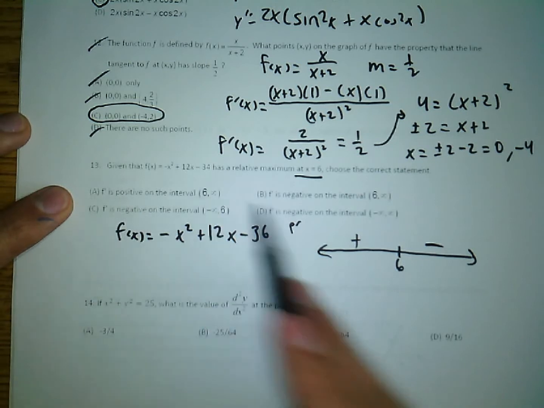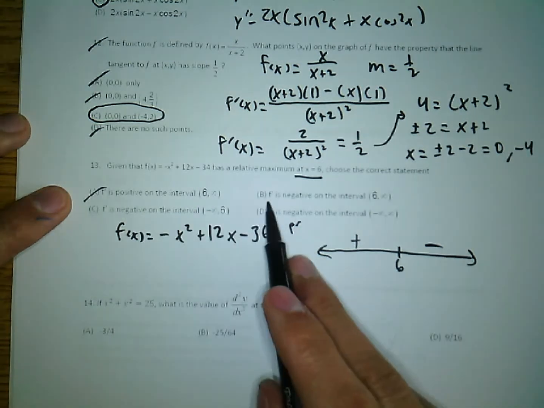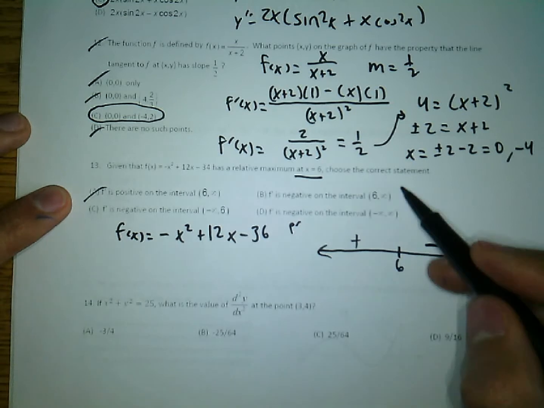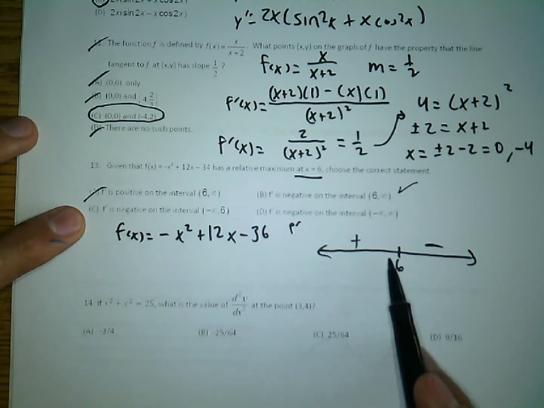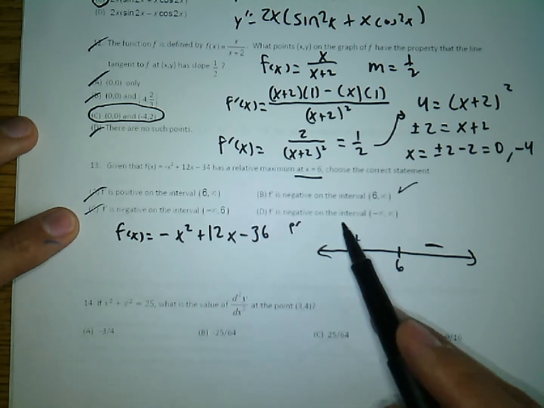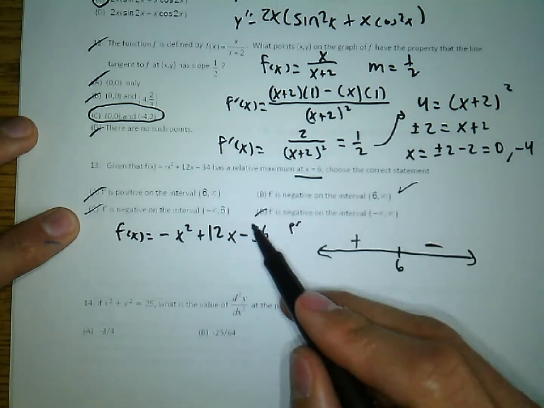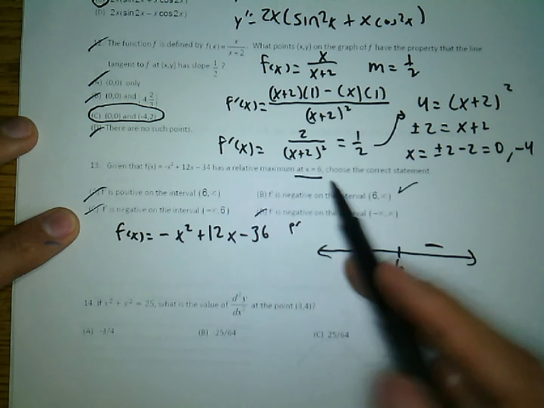F prime is positive from 6 to infinity. No. F prime is negative from 6 to infinity. Yes. F prime is negative from negative infinity to 6. No. F prime is negative on the, nope, on the entire interval. If it was negative on the entire interval, we could not even have a maximum.